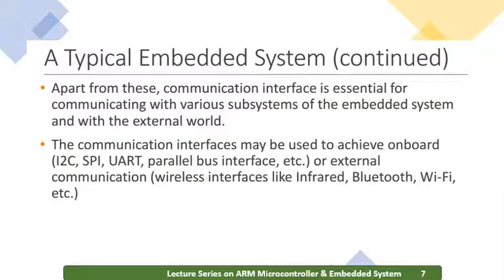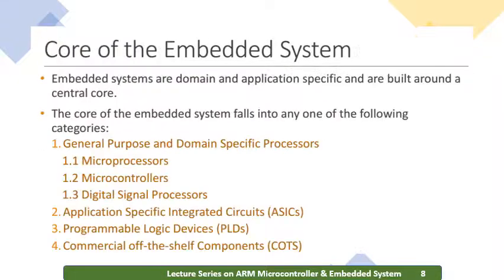And apart from this, the block diagram had communication interfaces, which are essential for communicating with various subsystems of the embedded system and with the external world. So the communication interfaces may be onboard or external communication interfaces. Onboard interfaces include I2C, SPI, UART, parallel bus interface and so on. External communication again comes with wireless interfaces like infrared, Bluetooth, Wi-Fi and so on. So these are the communication interfaces we will see in the coming slides.